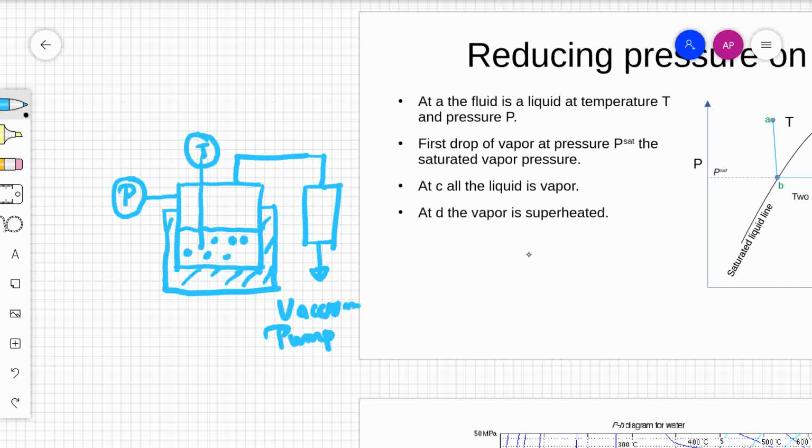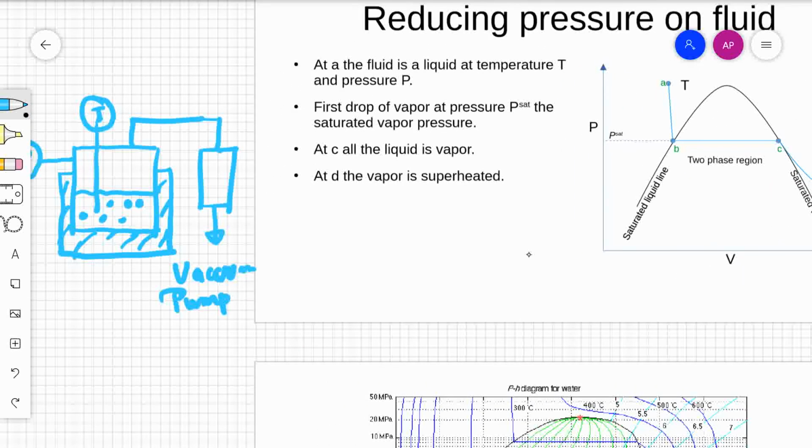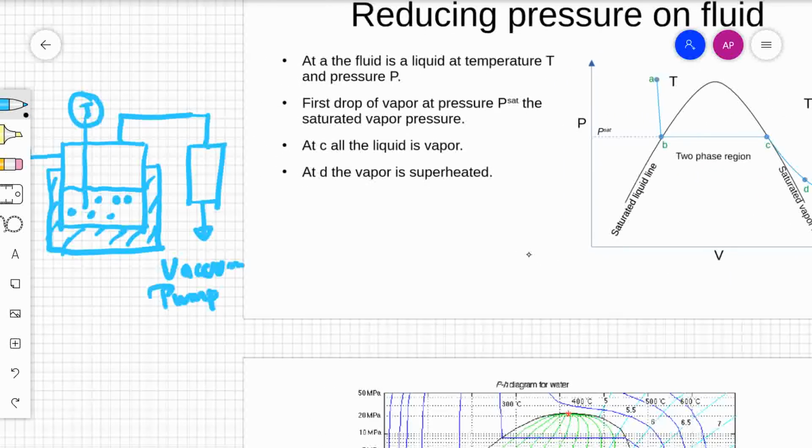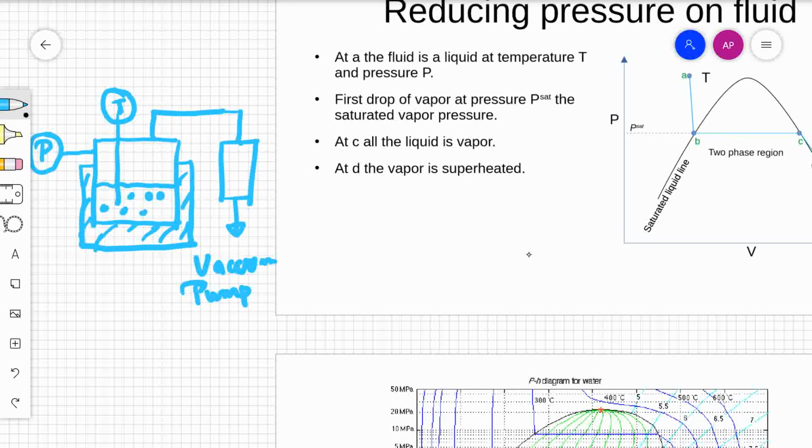This is your water bath. The temperature has been held constant using the water bath. Now, as we reduce the pressure and we find the first droplets of vapor coming, the pressure at which this happens, which is point B, is known as PSAT or the saturation vapor pressure.